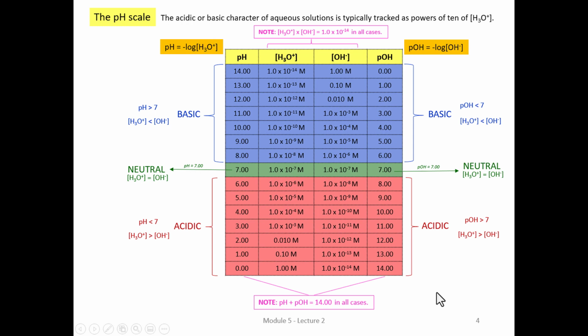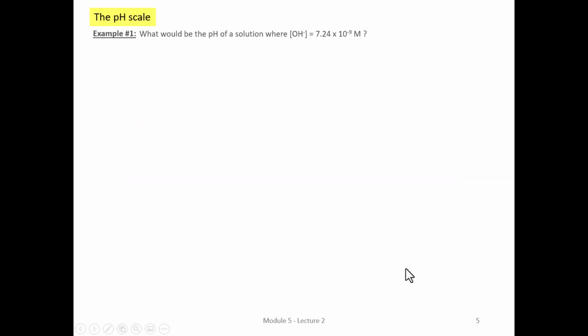So let's look at a few example problems where we'll talk about pH and possibly pOH, and so forth. So here's one. What would be the pH of a solution where the hydroxide ion concentration is 7.24 times 10 to the minus 9 molar? Well, one way to approach this is as follows. We know that the hydronium ion times the hydroxide ion concentrations equal 1 times 10 to the minus 14. We're given the hydroxide ion concentration, so let's just solve for the hydronium ion concentration.